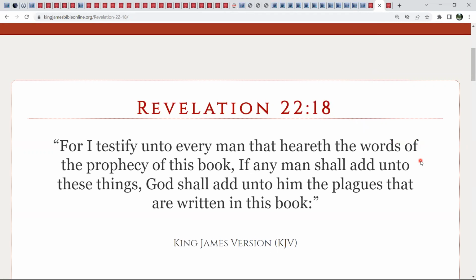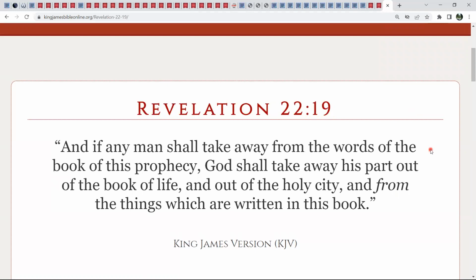If any man shall add unto these things, God shall add unto him the plagues that are written in these books. And again, continuation, if any man shall take away from this word of the book of prophecy, which is a prophecy, the calendar, God shall take away his part out of the book of life, and out of the holy city, and from the things which are written in this book.